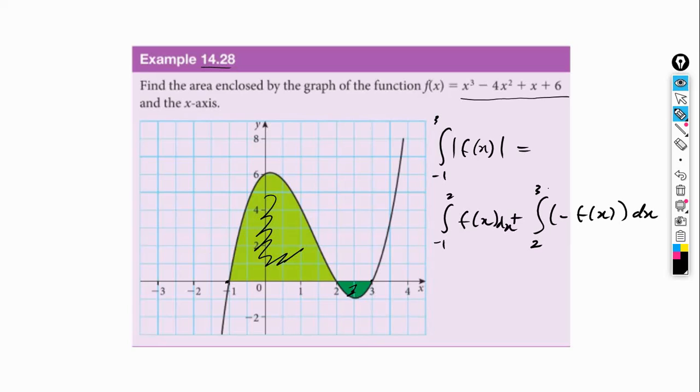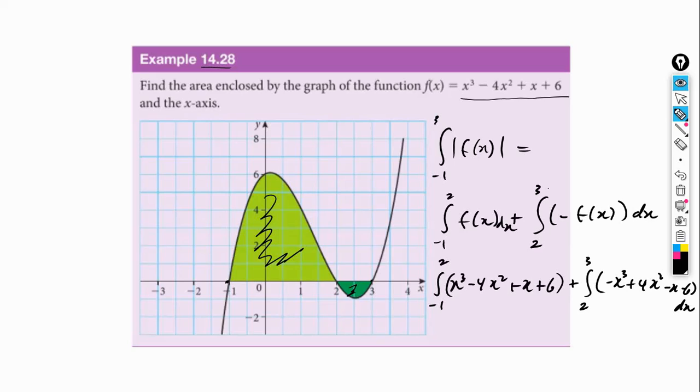Okay, so let's do this. And then, so we say from -1 to 2, the integration of straightforwardly x cubed minus 4x squared plus x plus 6. And then here we could just rewrite this as plus the integration from 2 to 3 of, and we have to switch all the signs, right? So this would be minus x cubed plus 4x squared minus x minus 6 dx.